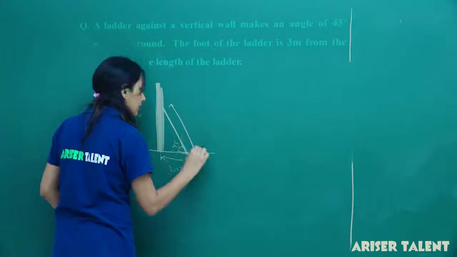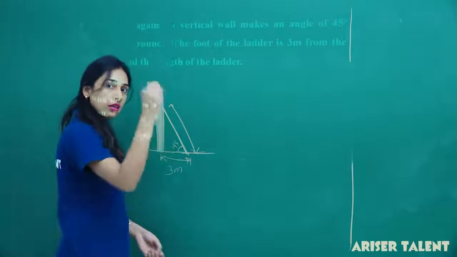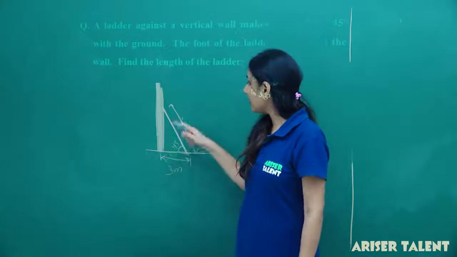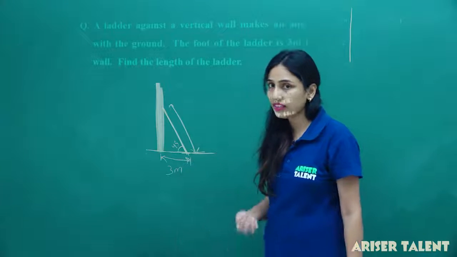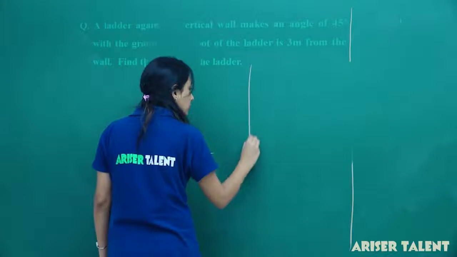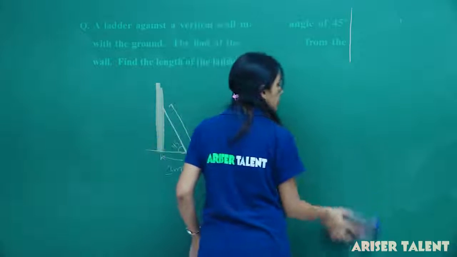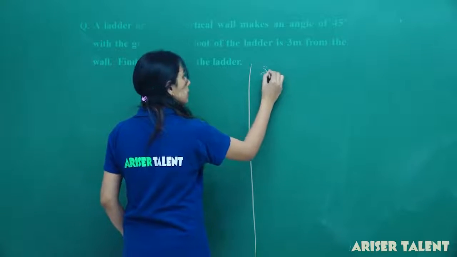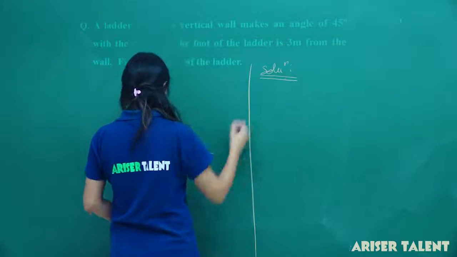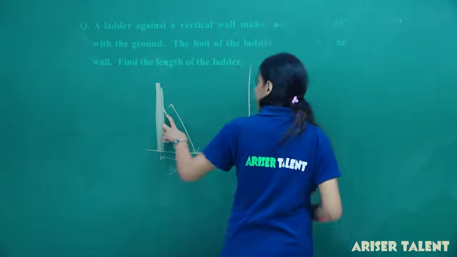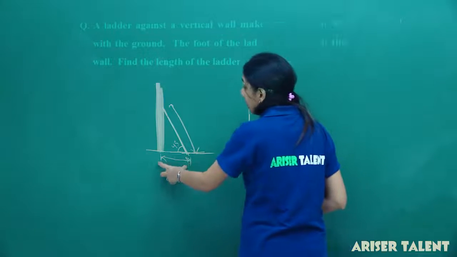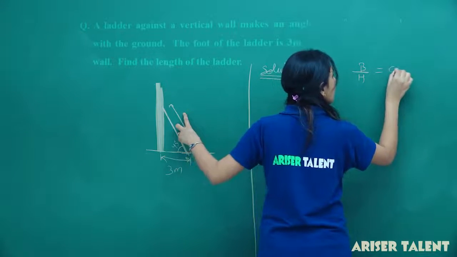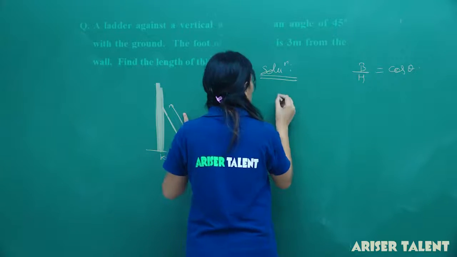Length of the ladder will be what? Again, the wall will be straight. If the wall is straight, then there is a triangle with an angle of 90 degree. So, right angle triangle, we can easily apply the trigonometric ratios. So, what will I do? I have to find this hypotenuse when I have been given the base. So, base and hypotenuse is giving you what? Cos of theta.